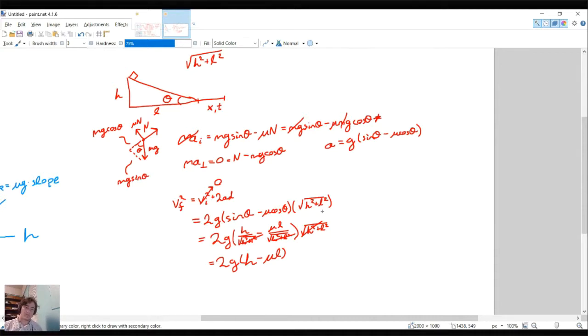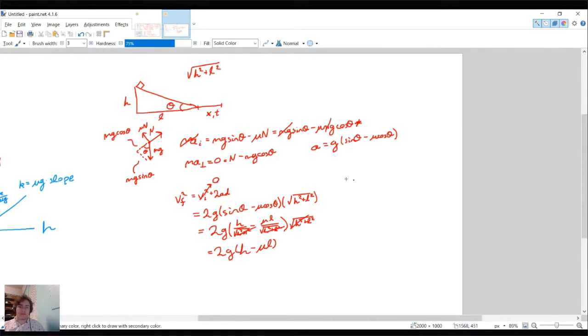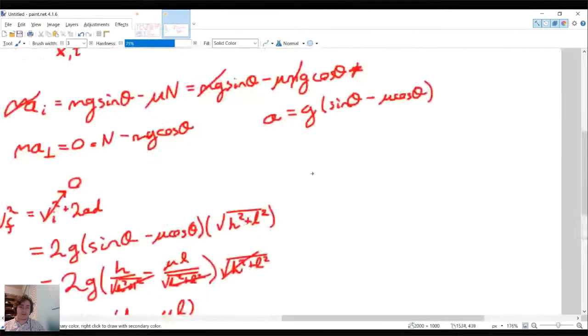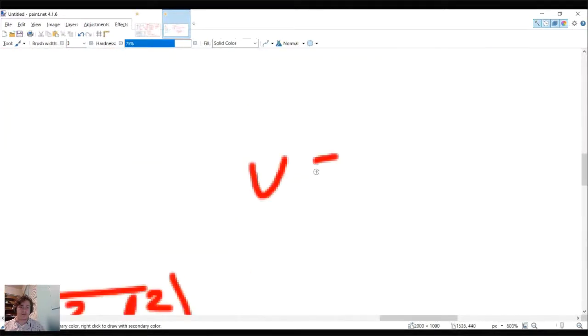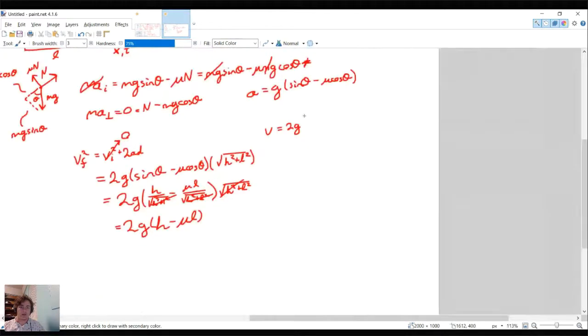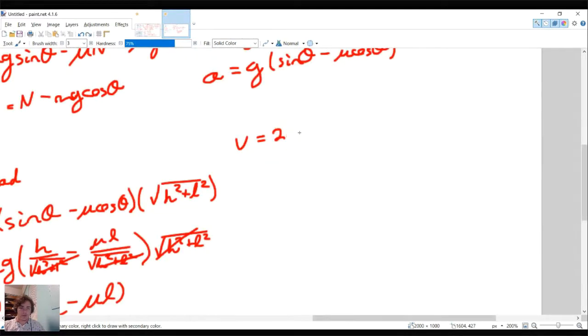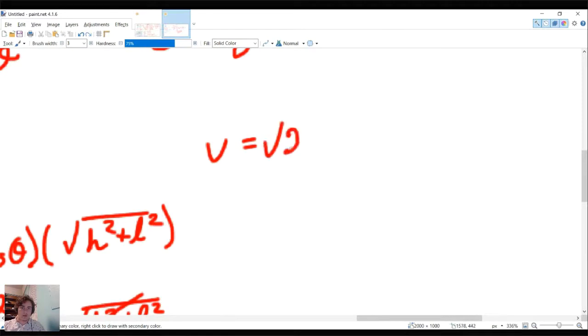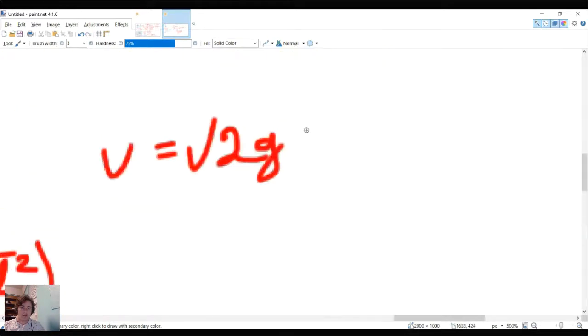So we now have the final speed at the bottom of the incline. V at the bottom of the incline is going to be root 2g times h minus mu l.